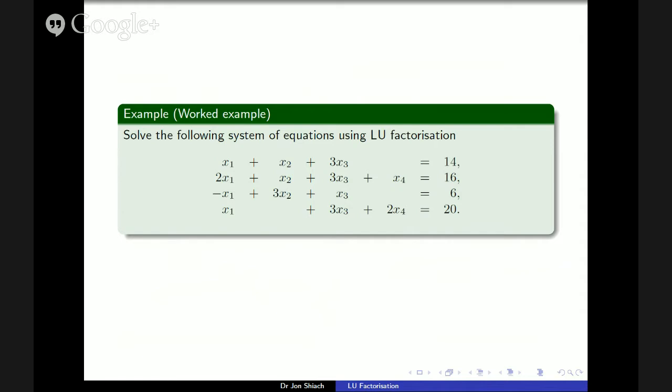Okay, guys, this is on page 96. So first thing we need to do is calculate the LU factorization of that. So how long is that going to take you?